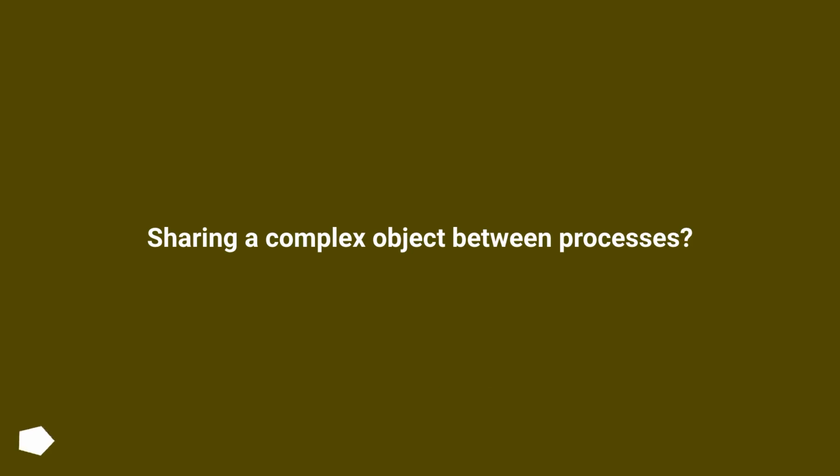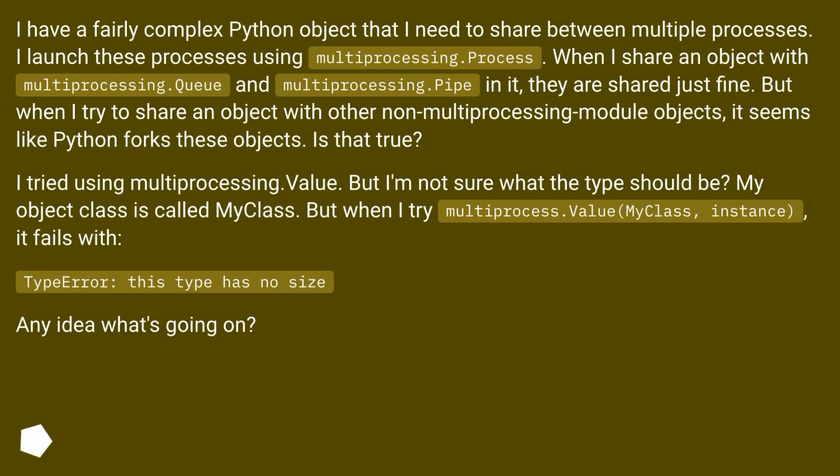Sharing a complex object between processes? I have a fairly complex Python object that I need to share between multiple processes. I launch these processes using multiprocessing.Process. When I share an object with multiprocessing.Queue and multiprocessing.Pipe in it, they are shared just fine.